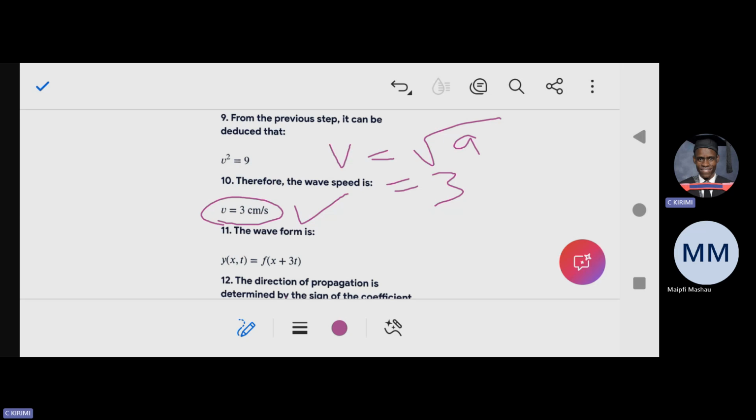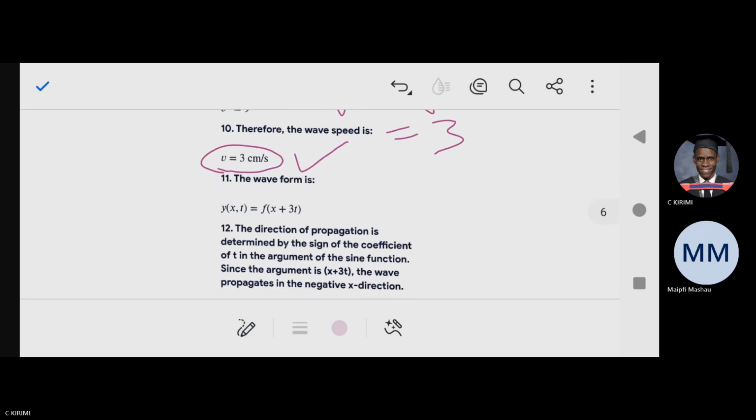So that is the first part. Now you have your v. You indicate your v is 3 centimeters per second. You answer it. The last question was the propagation. Is it moving towards the positive or negative? I told you if there is a plus here, then it's moving towards the what? The negative direction. Okay?